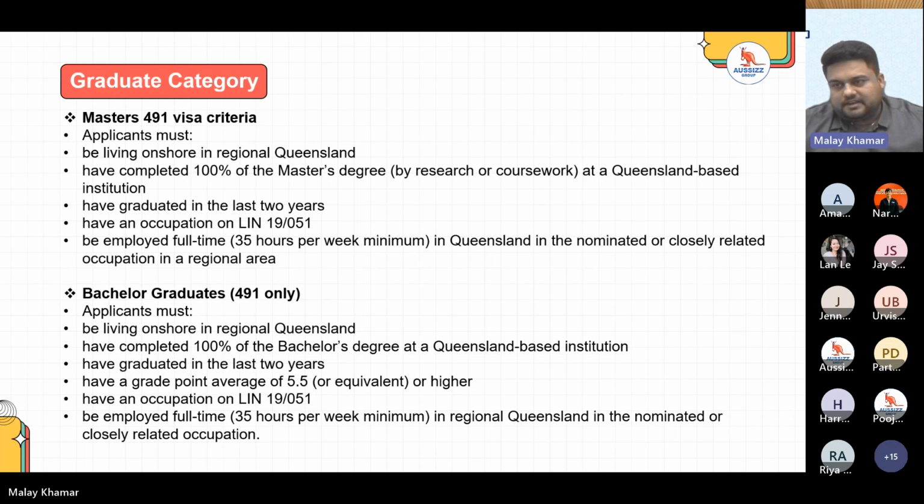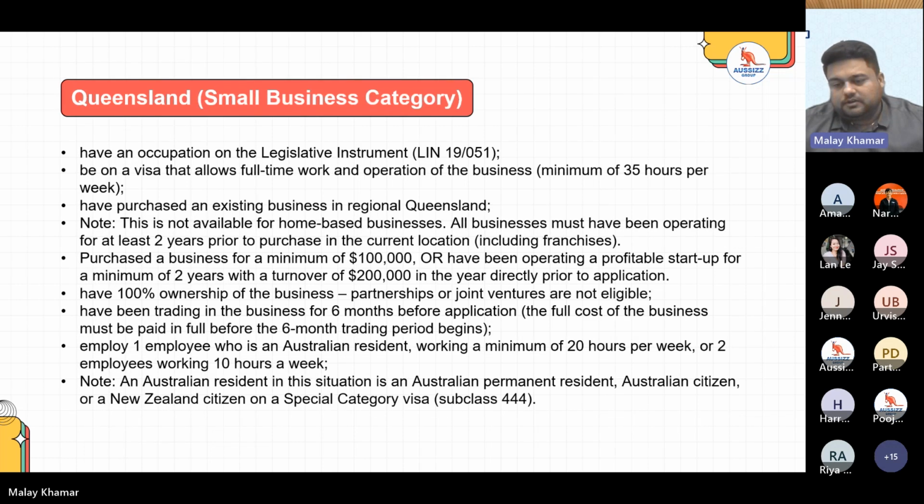Moving forward to the next slide, which is the small business owner, a very high demand category. I would like to give more focus to this particular category, where an applicant can come from interstate, invest in Queensland and apply for the PR. Even many applicants who are living in Queensland and have full-time work rights can apply for this particular category as well, which is very easy to apply for. There are not many high requirements to meet the conditions.